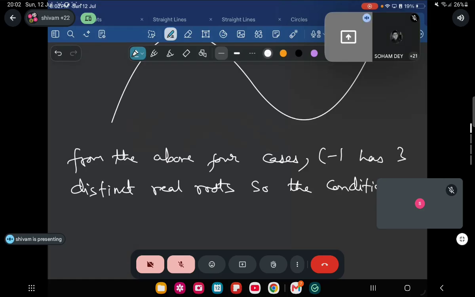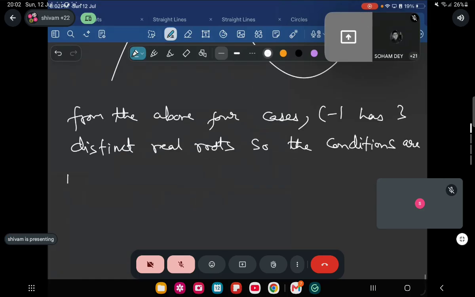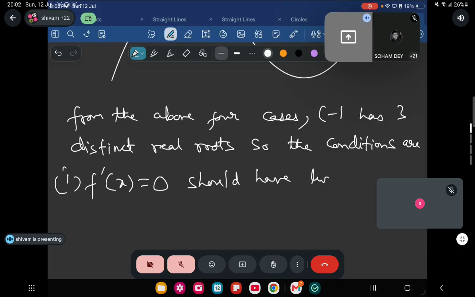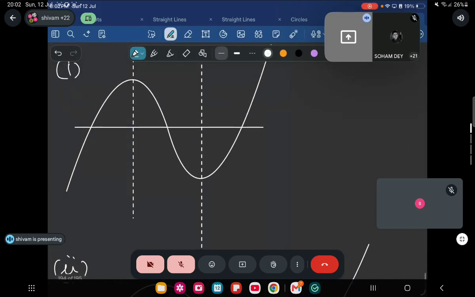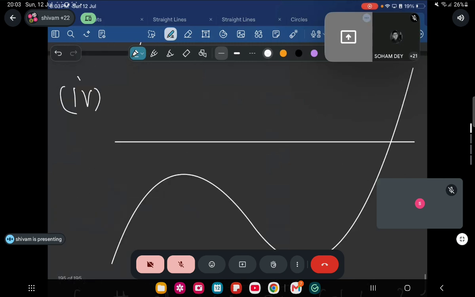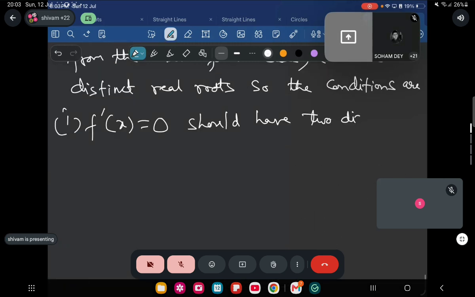What conditions can we apply? Conditions are: number 1, f dash x should be equal to 0 and should have how many distinct real roots? Should have 2 distinct real roots. Are people getting it? Tell me. It has one maximum, one minima. So it should have 2 distinct real roots.